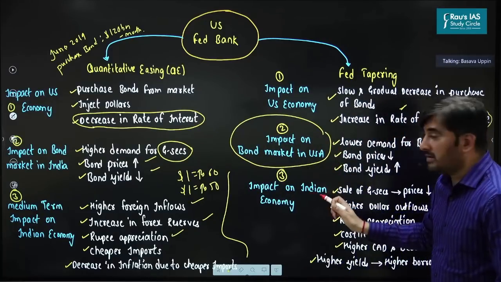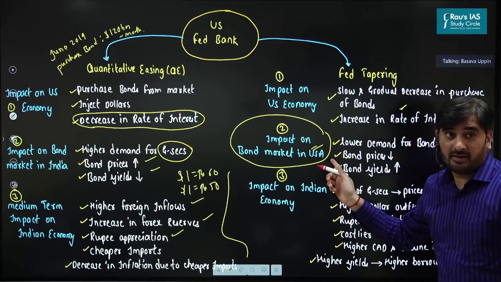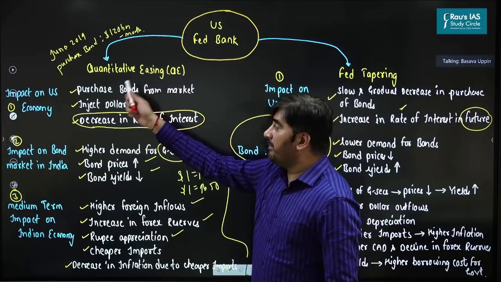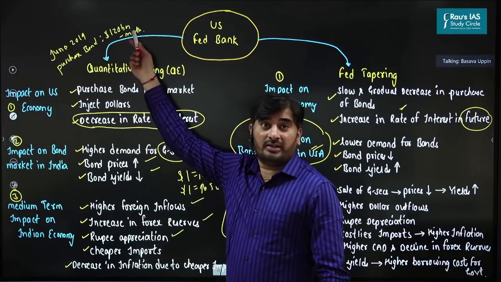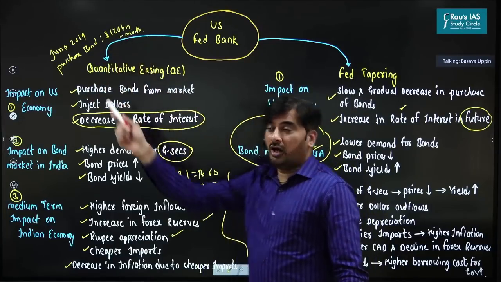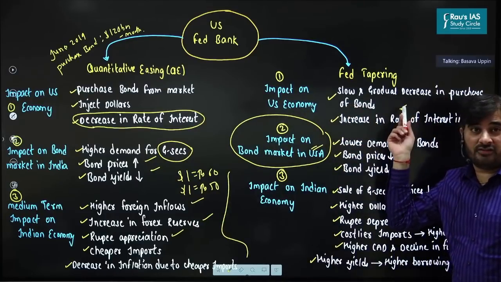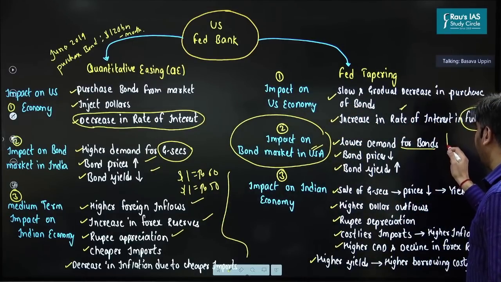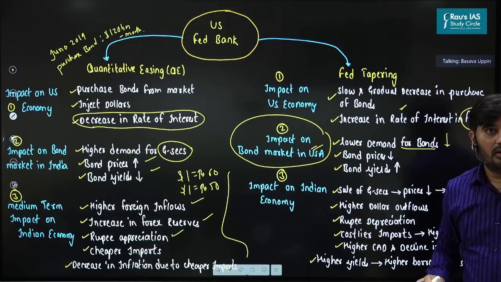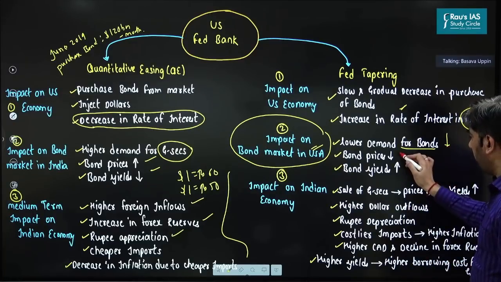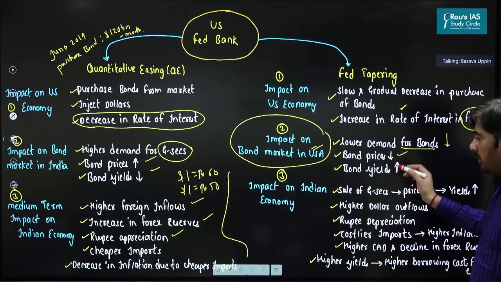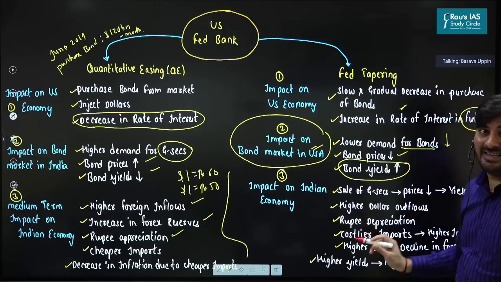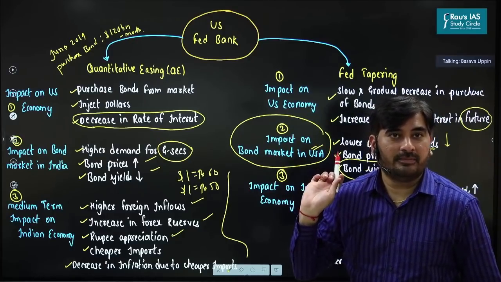So here we are going to discuss the impact on the bond market in USA, not on India. Earlier, US Fed Bank was purchasing bonds worth $120 billion every month. Now it has started reducing the purchase of bonds. So can I say now the demand for bonds in the US market will reduce, right? So since the demand for bonds will reduce, bond prices will reduce, and bond prices and bond yields are inversely proportional. Bond yields will start increasing. Are you getting this point?